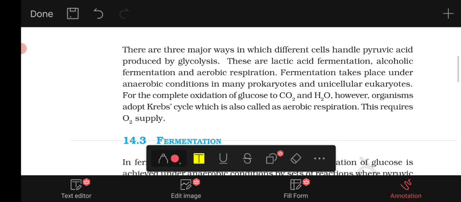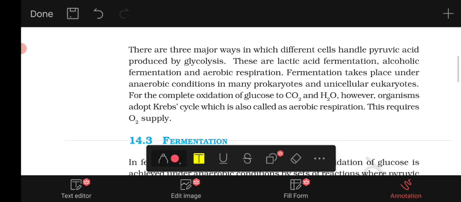So there are three major ways in which different cells handle pyruvic acid produced by glycolysis. These are lactic acid fermentation, alcohol fermentation, and aerobic respiration. In both alcohol fermentation and aerobic respiration, CO2 is given out, but in lactic acid fermentation there is no CO2, only lactic acid is given. Fermentation takes place under anaerobic conditions in many prokaryotes as well as unicellular eukaryotes.